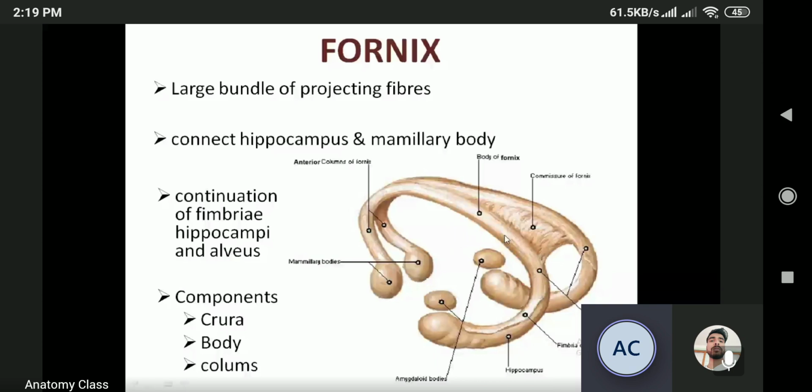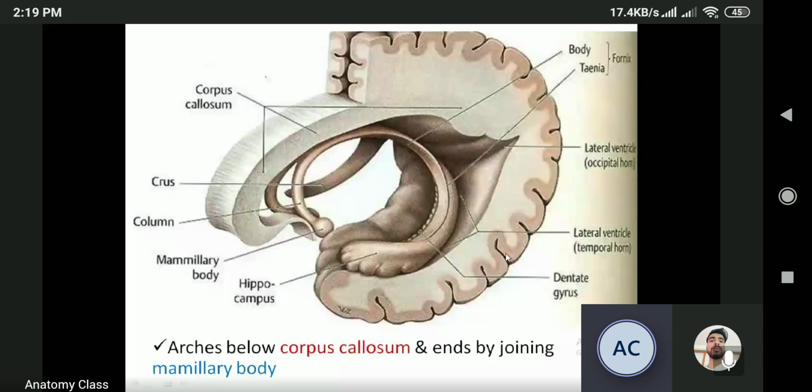Okay, so these are different parts of the fornix. Once again, this is hippocampus, this is mammillary body. The fornix arches below the corpus callosum and ends by joining into the mammillary body here.